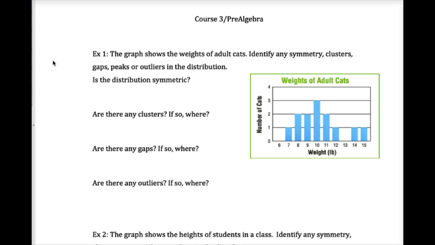Do you guys know what the word clusters mean? Is your bedroom clustered? Yes. Yeah, probably a lot. It's messy, right? Well, maybe not messy, but just a lot of stuff in one area. Cluster. Okay. Like a lot of furniture.